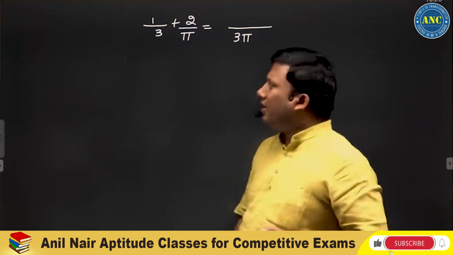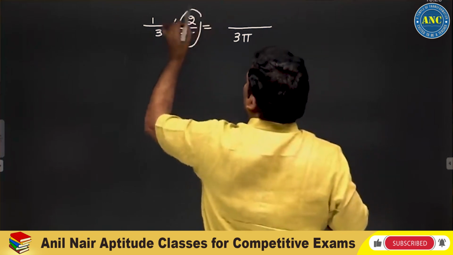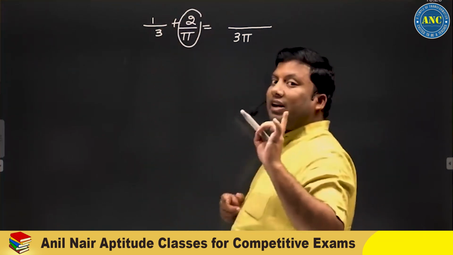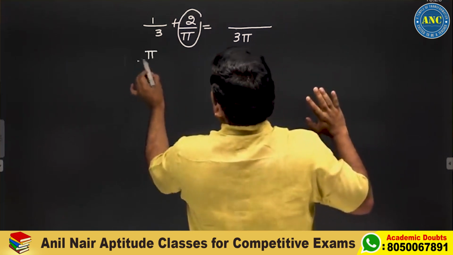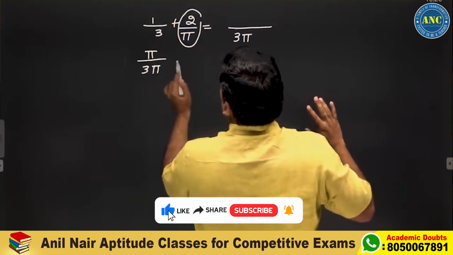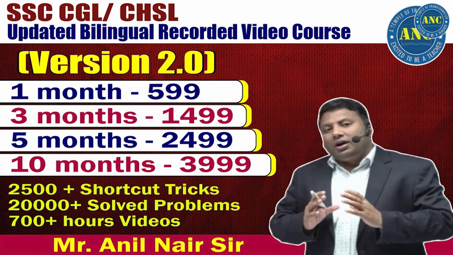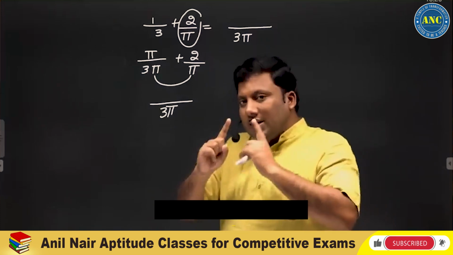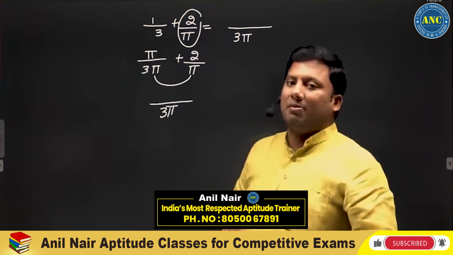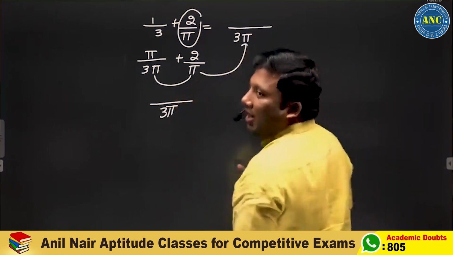So how is it possible? Very, very good doubt the student has asked. 1 by 3 plus 2 by pi. Here 2 by pi is an irrational number, and LCM should always be taken for the same family. 1 by 3 is a rational number. So what you do is multiply by pi and divide by pi. Pi by 3 pi plus 2 by pi. Then we have taken the LCM as 3 pi. I hope the idea is clear. In case they do not belong to the same family, make them into the same family. That is the reason LCM came out to be 3 pi.